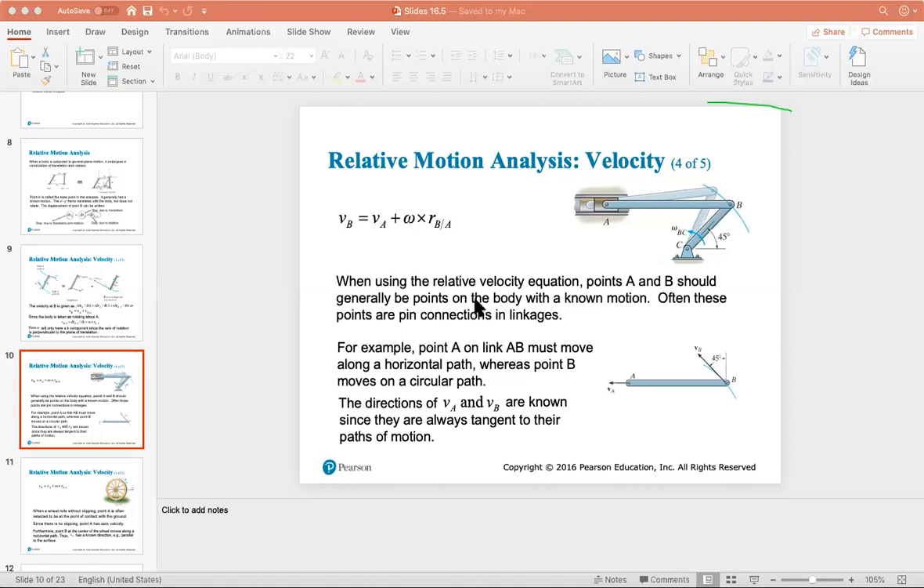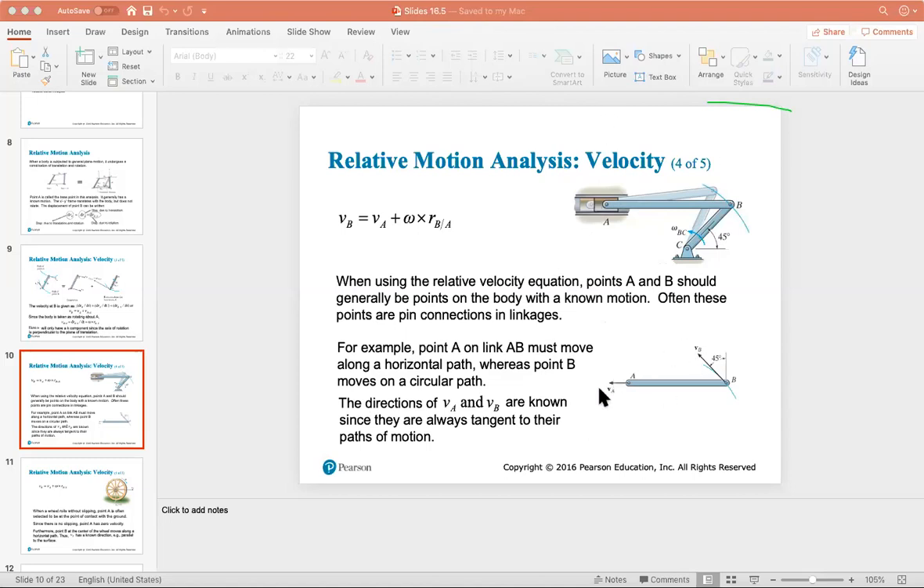So kind of raise your hand if you're following the logic of how that might work. Okay, a few people. So again, you're going to leverage knowledge of velocities of one or more points to figure out other quantities in this sort of analysis.